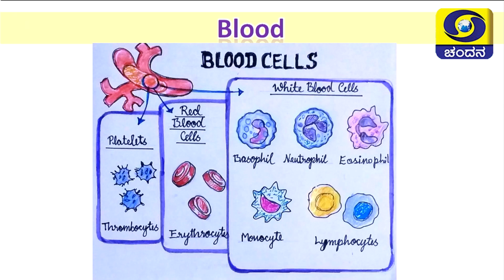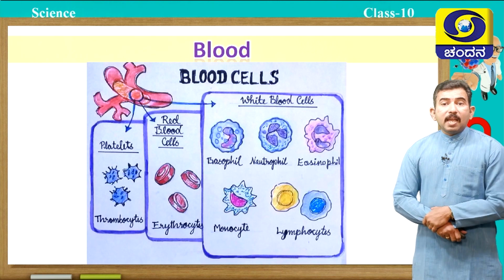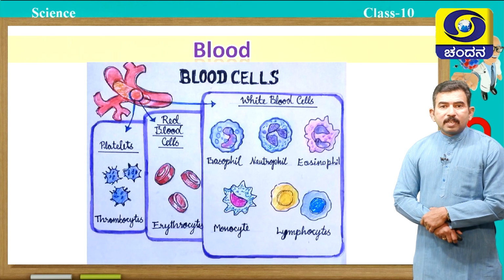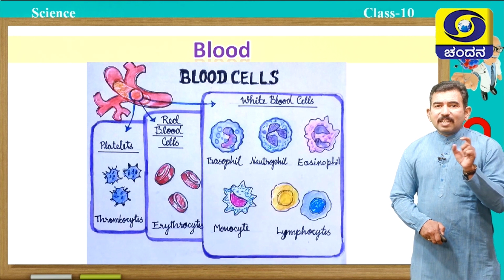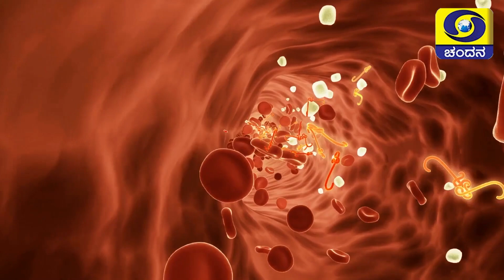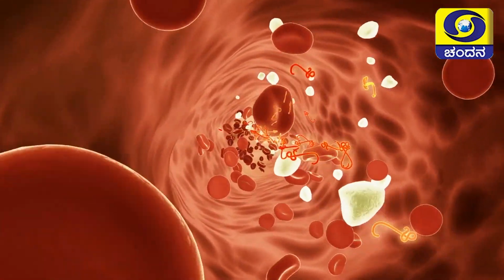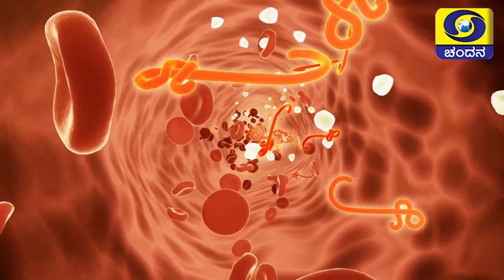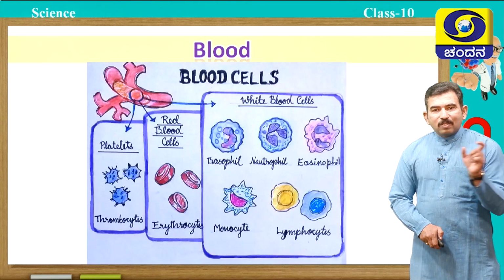So these are the main different types of cells present in our blood. And of course, each cell plays a specific role. Let us see a small video clip in which we can see the transportation taking place through blood. All of you have seen that video clip?